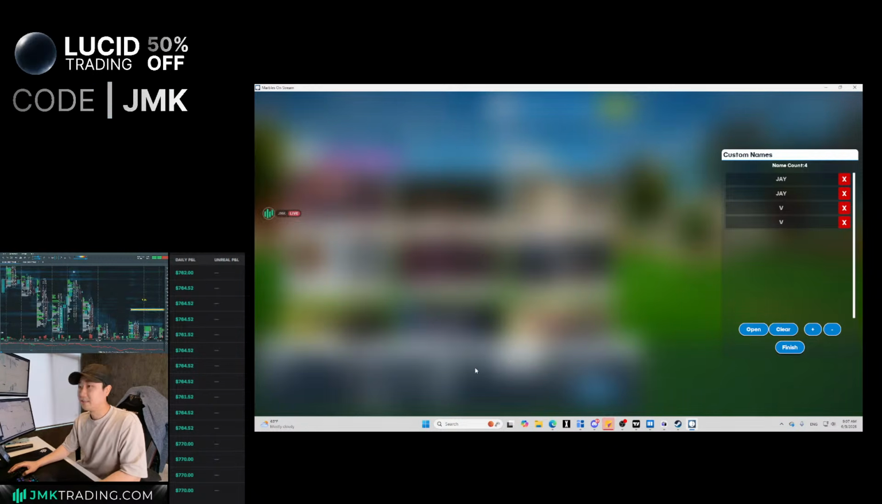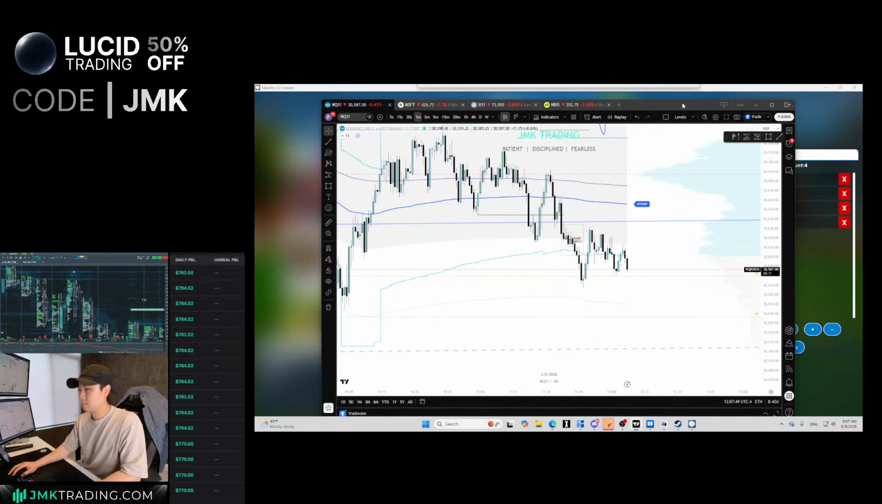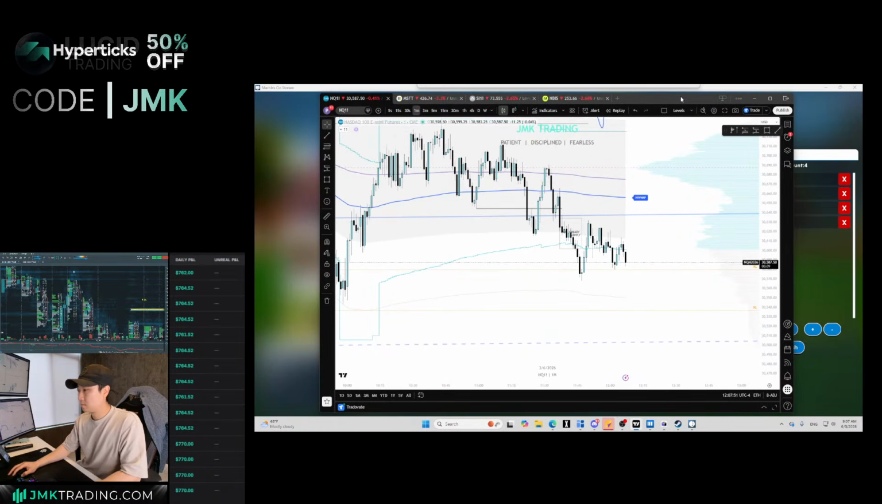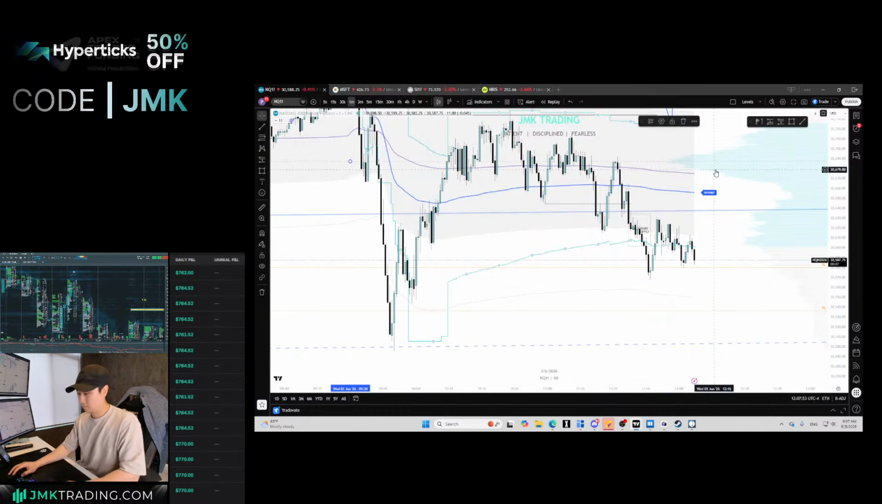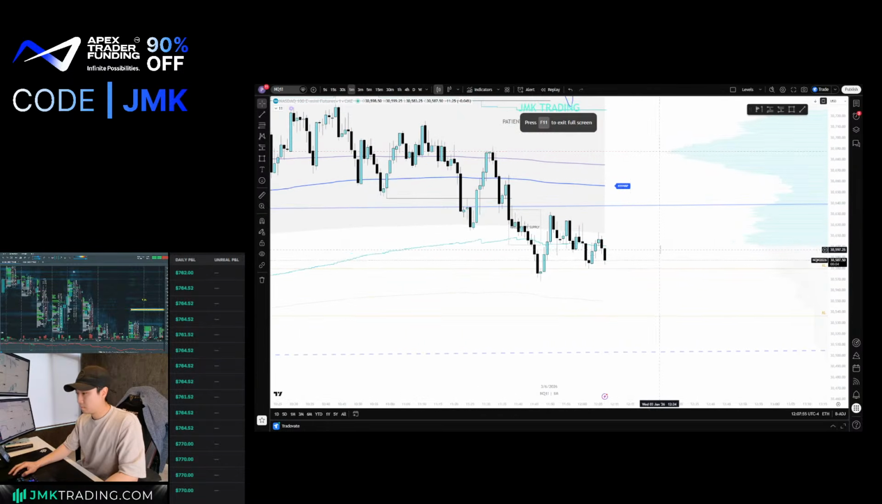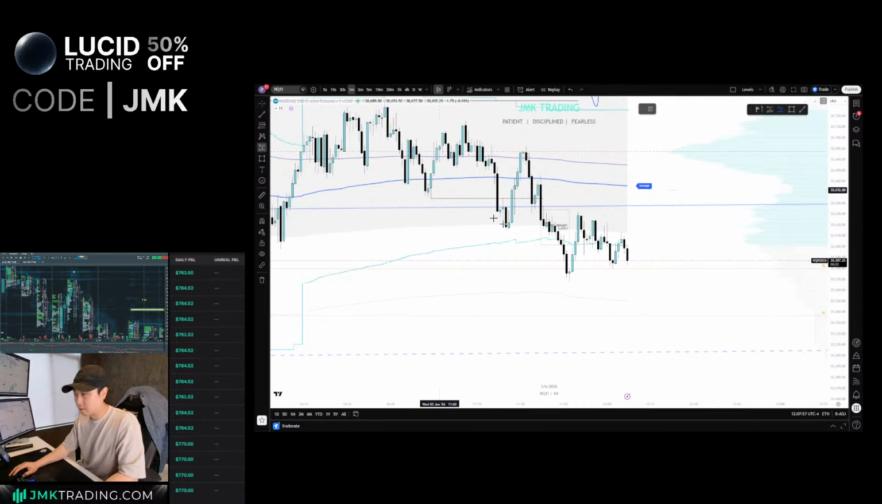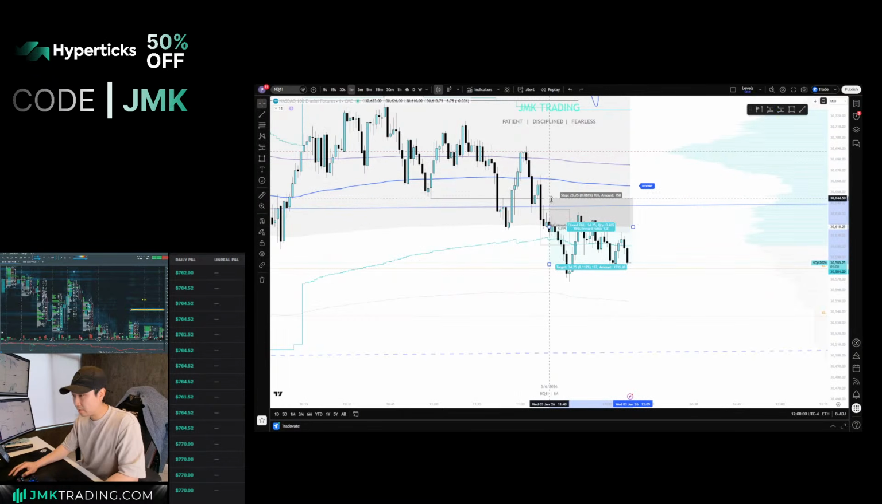Make sure I'm getting you guys in. The trade looks good. Trade's looking nice. This was our trade, right? Off the break.